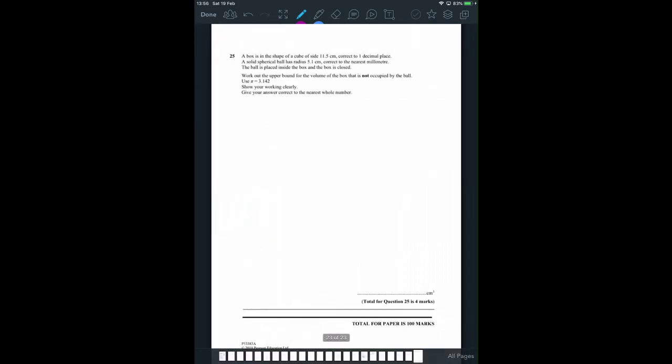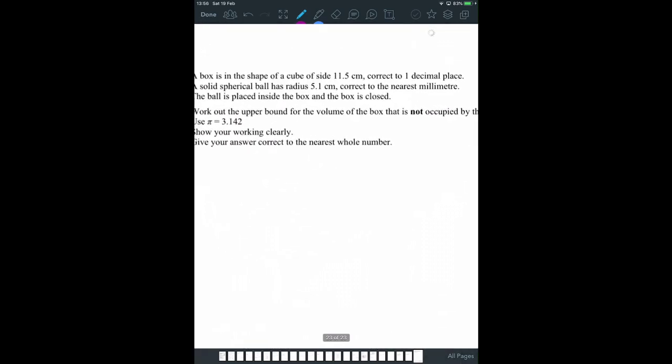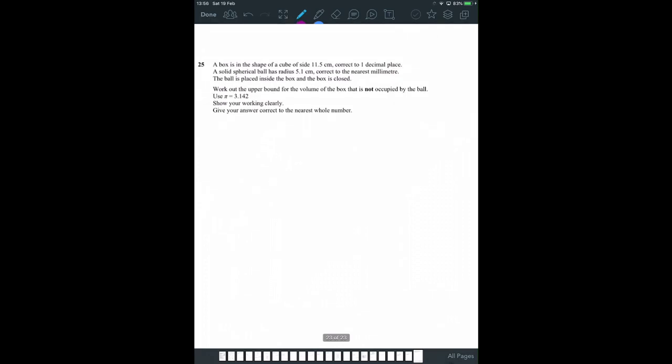We're at our final question now. Notice it says at the bottom the total number of marks. We know we've got near to the end. A box in the shape of a cube, correct to 1 dp. A spherical ball, correct to the nearest millimeter. We want an upper bound. It's unusual to get a bound question quite this late in the paper, but because it's all in the context of volumes, it makes it that little bit more difficult.